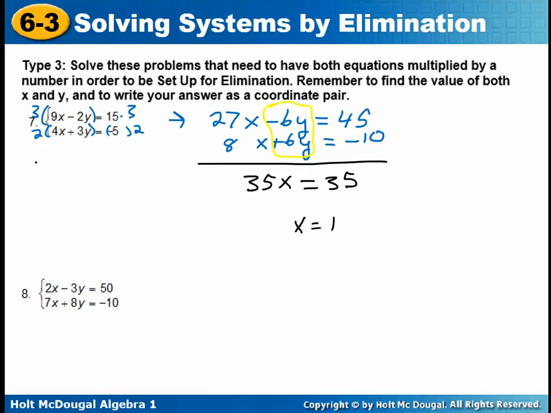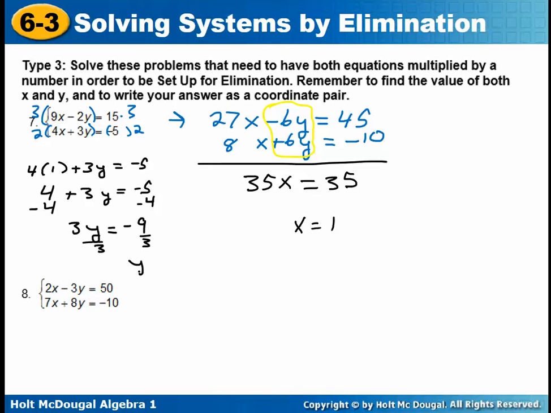Now don't forget to go back over here and plug back in. Let's use the second equation. We'd have 4 times 1, and we still need to find what y is equal to here. So I'm going to subtract 4 from both sides and get positive 3y equals negative 9. Divide by 3, and y is equal to negative 3. Then we write this as an ordered pair. The x always, always, always goes first.